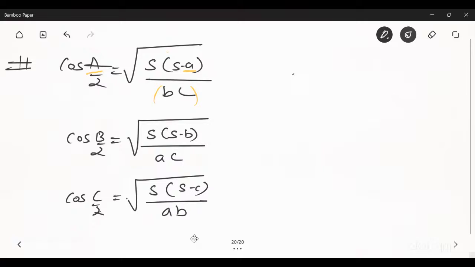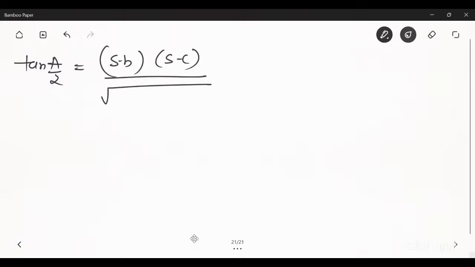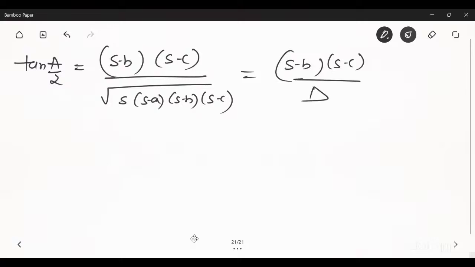Okay. Now next is the formula of tan A/2, tan B/2, and tan C/2. The formula of tan A/2 is under root of (S minus B)(S minus C) upon S(S minus A), where S is the semi-perimeter. So you can simply say (S minus B)(S minus C) upon delta. That was the value of tan A/2.